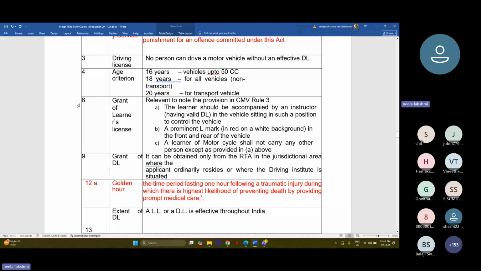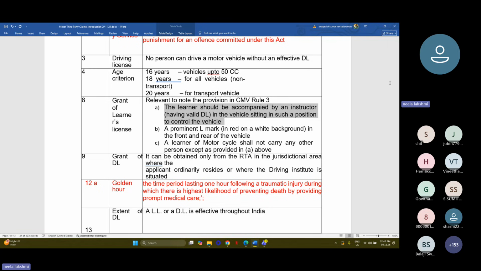Next one, Section 8. This describes the grant of learner's license. Relevant to note the provisions in CMV Rule 1989, Rule number 3, which describes that the learner should be accompanied by an instructor having a valid DL in the vehicle, sitting in such a position to control the vehicle.